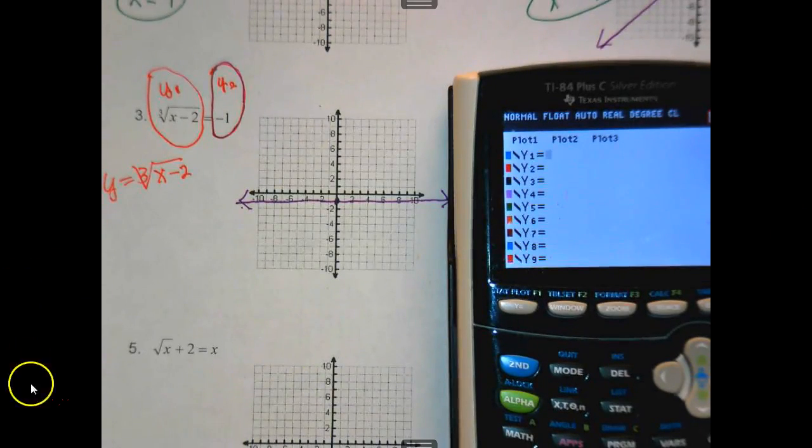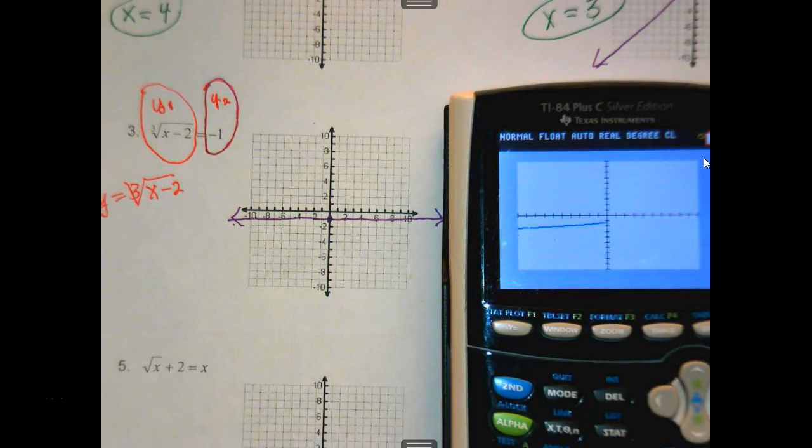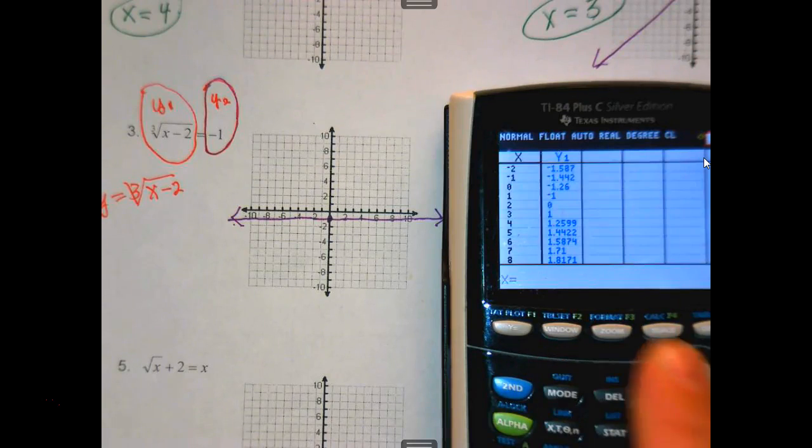You understand how this works? I'm graphing the cube root. Everybody remember how to put the cube root in? Math, cube root of x minus 2. Graph it. Now, you don't have to write down the t-chart or anything, but we can get that right off the calculator. So I'm going to hit my table.